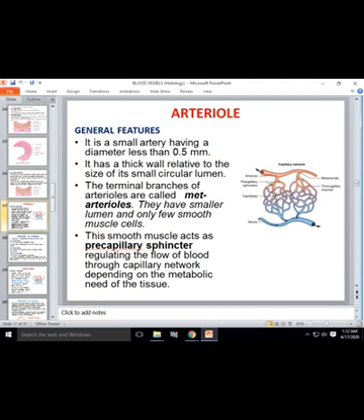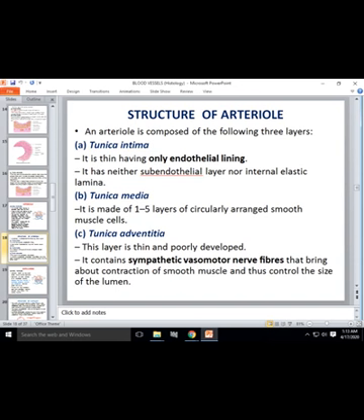Here is the metarteriole. This smooth muscle acts as pre-capillary sphincter that regulates the flow of blood through the capillary network depending on the metabolic need of the tissue. Now we see the structure of arteriole.